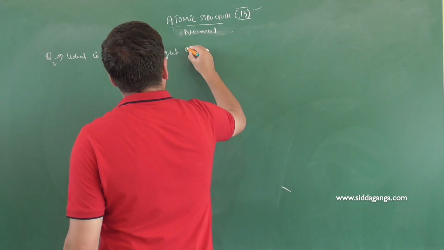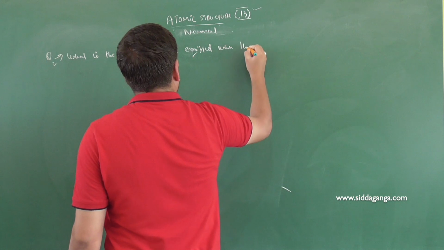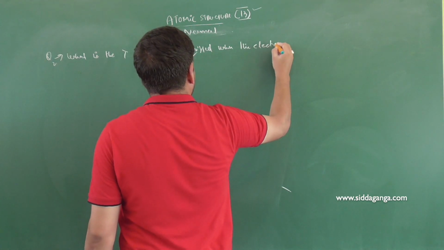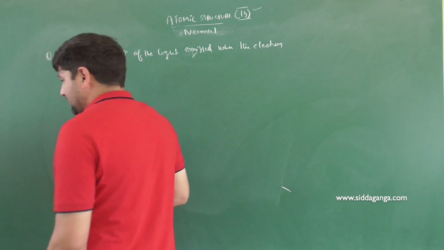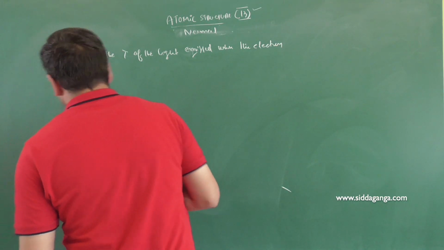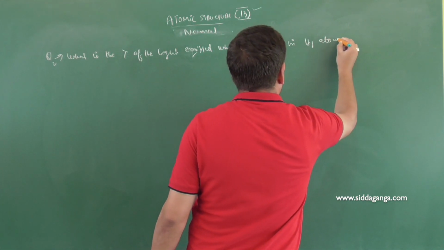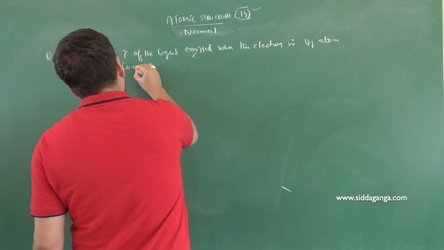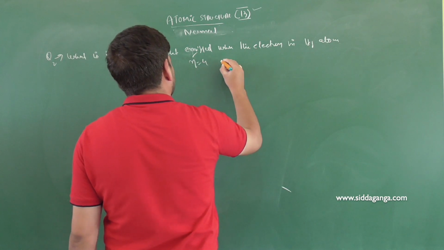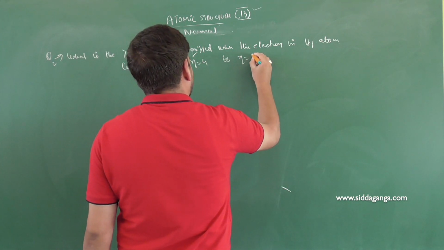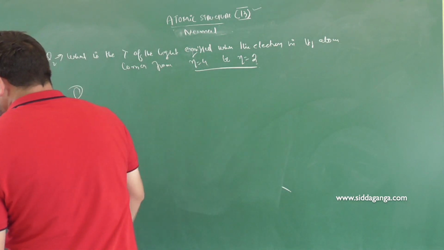Wavelength of the light emitted when the electron in a hydrogen atom comes from n equals 4 to n equals 2. Let us see the options given to us, children.